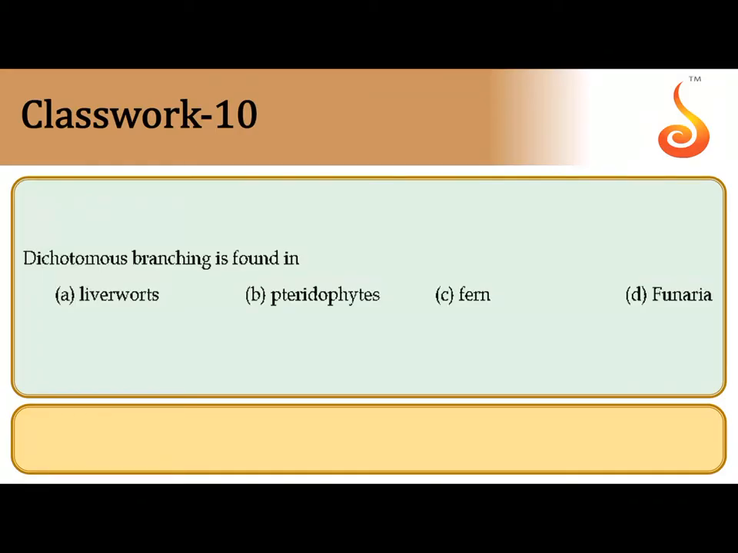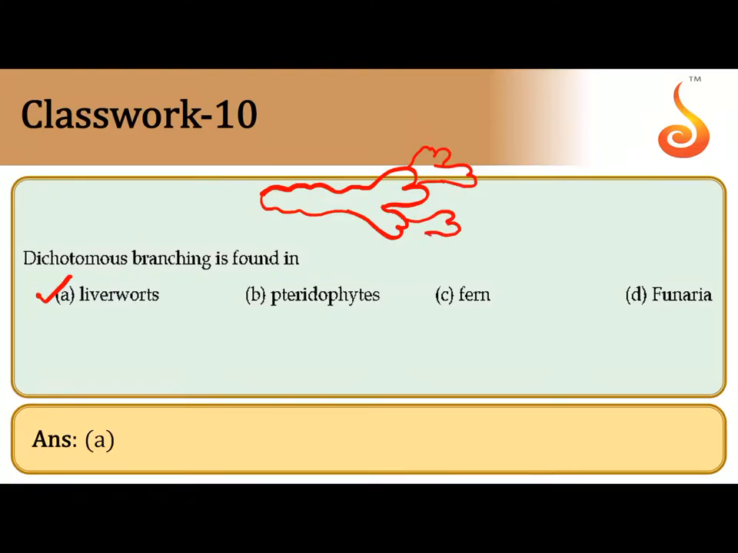Next question, dichotomous branching is seen in case of liverworts. Now we had discussed the thallus of a liverwort, how the thallus of a liverwort keeps branching, isn't it? So it branches in twos at every regular interval. You can see it grows further, again it branches into two. So this kind of branching where you can regularly see branching happening in twos is referred to as dichotomous branching.